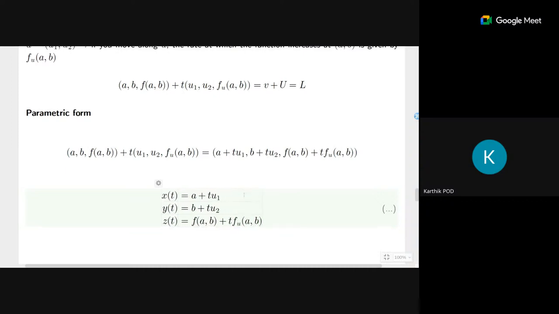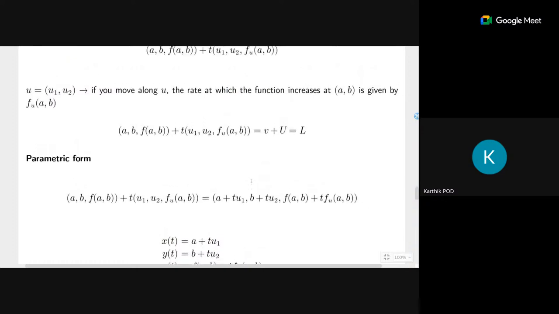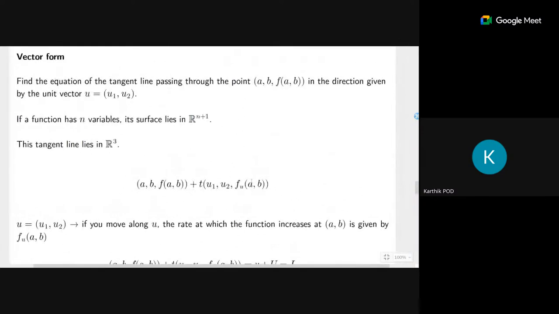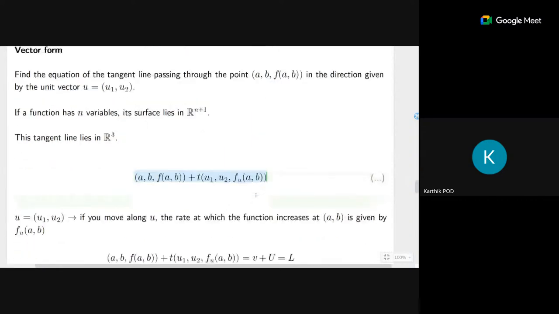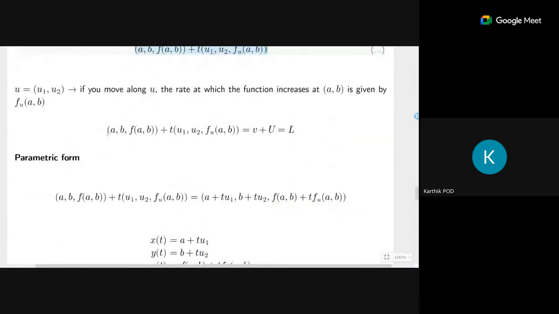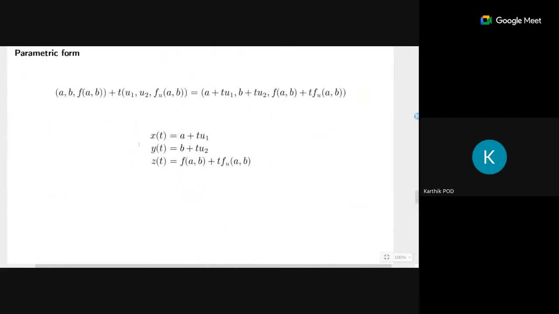Okay, so the idea is the following. This is my suggestion; you can follow whichever is convenient to you. Don't memorize this. Just try to reason starting from the vector form, and once you write things in the vector form, you can easily go to the parametric form.